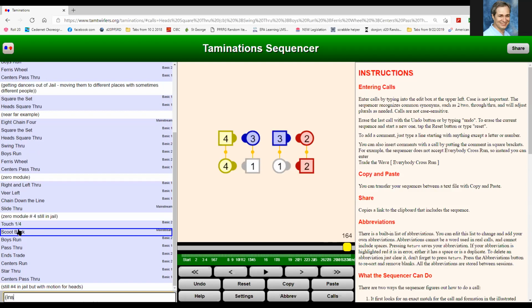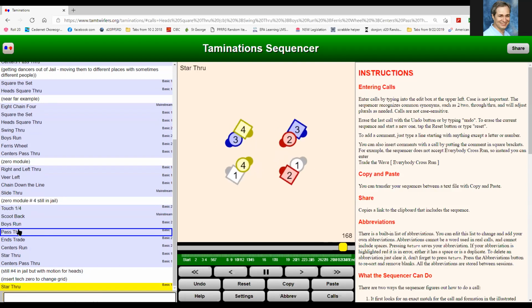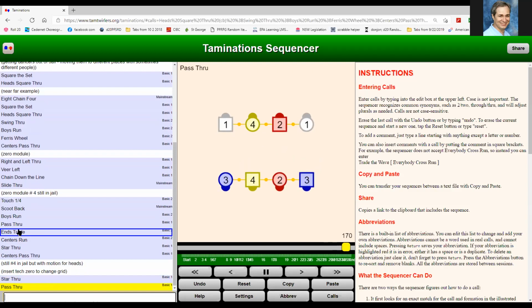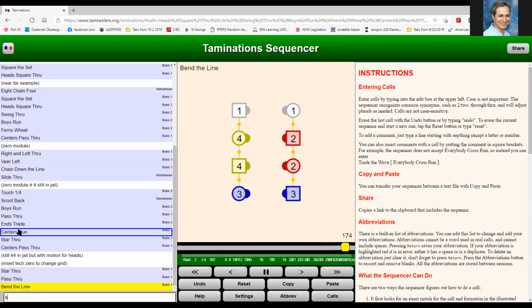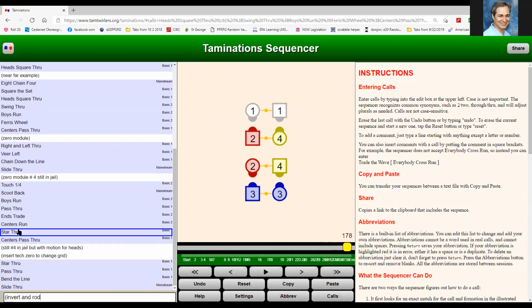So star through, pass through, bend the line, slide through. I'll use slide through here because I wanted the hand available for the next thing I'm going to do. And we're going to use the second 0 that we called before. Right and left through.